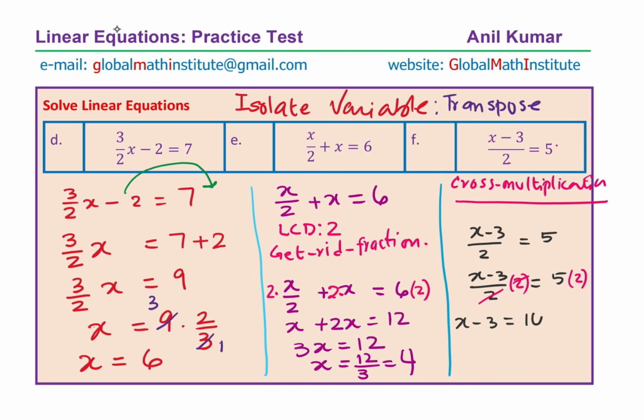5 times 2 being 10, we'll take 3 to the other side. So x is equal to 10 plus 3, or x is equal to 13. Do you see that? So we have found the solution for the equation, that is the value of x which is going to satisfy the equation. You can always substitute 13 here: 13 minus 3 will be 10, divided by 2 is 5.